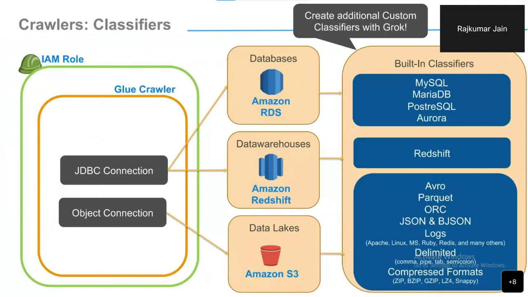As I said, initially it was giving only two kinds of connections, but now the connection types have also increased. Initially the custom connector was provided for JDBC and object connections, but now we have multiple connectors, and we can also create a custom connector. With a JDBC connection, a Glue crawler can connect with RDS databases, because in RDS we have Postgres, MariaDB, Oracle, SQL Server, these kinds of databases which we can connect through JDBC. The object connector we use to connect with Amazon S3.